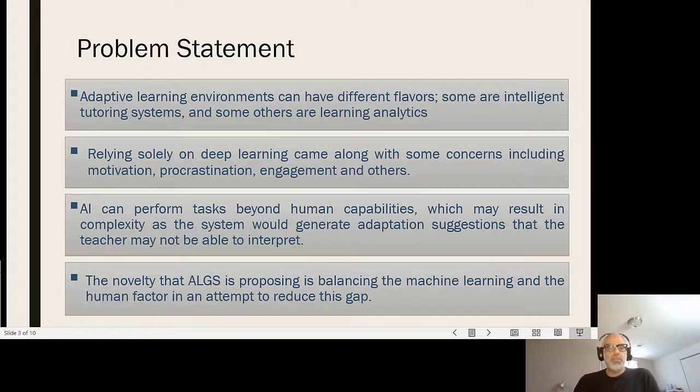So the problem statement is the adaptive learning environment can have different flavors. Some are intelligent tutoring systems, some are learning analytics. Some assume that it's one-on-one, some assume that there is a classroom environment, and relying solely on deep learning came with concerns about how do we include motivation, procrastination, engagement, and other items that might not be readily available for machine learning to assess.